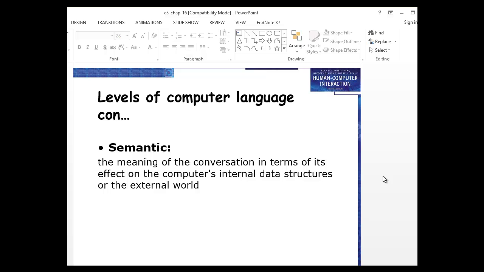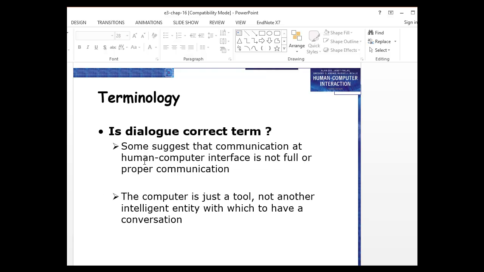The third one is semantic. Semantic is responsible for the meaning of a word, a key or a sentence. As I have included here, the meaning of the conversation in terms of its effect on the computer's internal data structure or the external world. As I told you, it is responsible for the meaning of a sentence or any other job between human and computer interaction. After this, these are some terminologies.